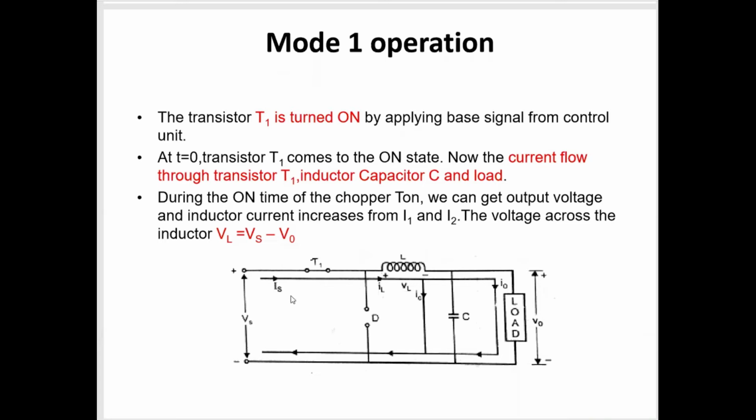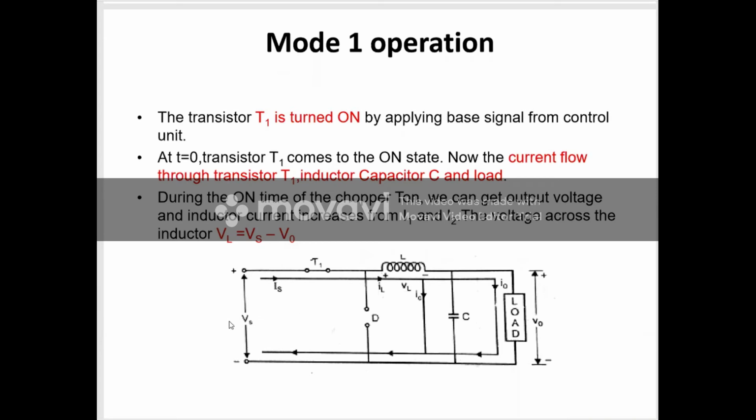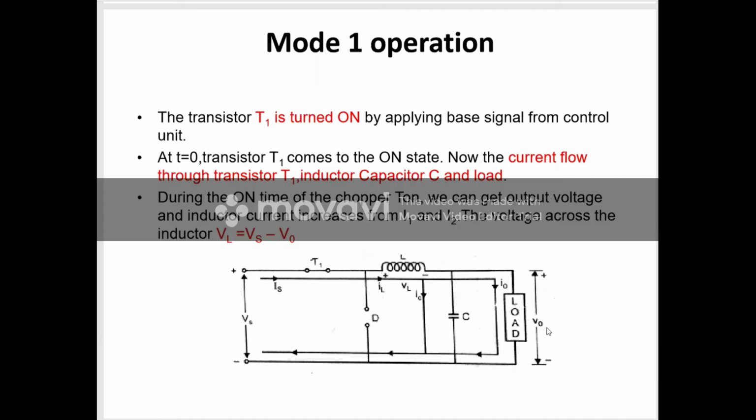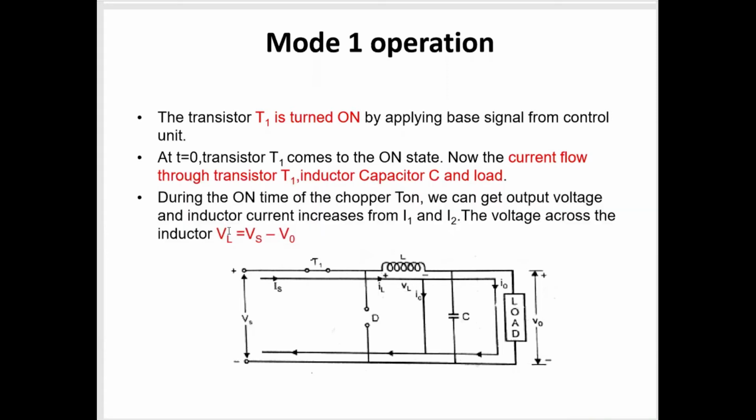If we consider going from minus to plus, this Vs is a voltage rise. So Vs equals the voltage across the inductor, which we consider as VL, plus the voltage across the capacitor. You see the capacitor and load are connected in parallel, so the voltage across the capacitor is the voltage across the load. We consider the voltage across the load as V0, so the voltage across the capacitor is also V0. Applying KVL, we get Vs equal to VL plus V0. From this, the voltage across the inductor VL can be written as Vs minus V0. This is the value in mode 1.